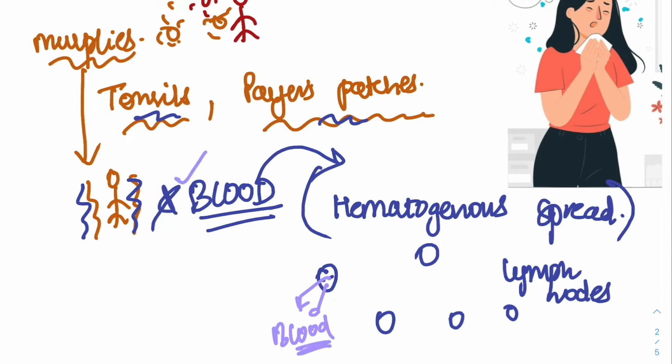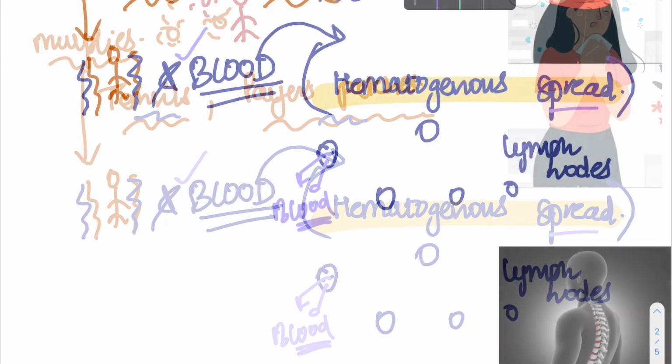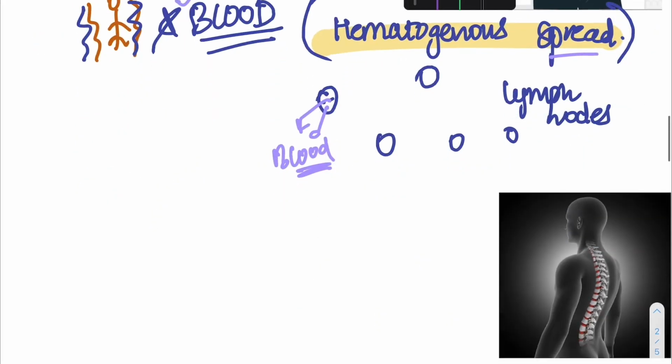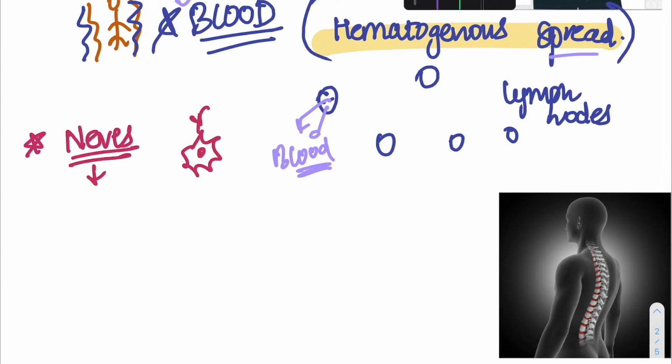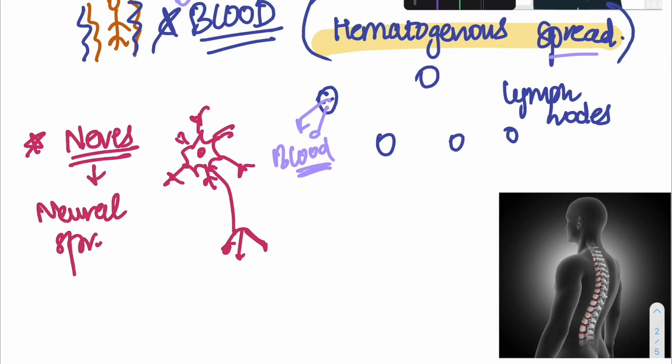So one way the virus spreads in the body is via the blood. The second way is via the nerves. It is called neuronal spread. This is the nerve, and it is called neural spread. So it spreads via the nerves, and one of the most common nerves which helps in the transmission is the glossopharyngeal nerve.